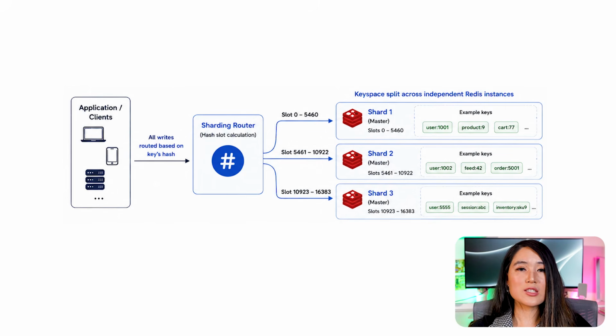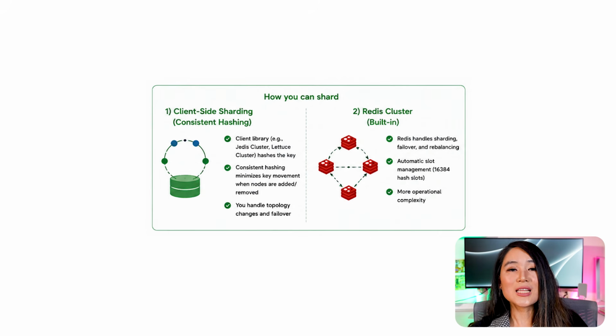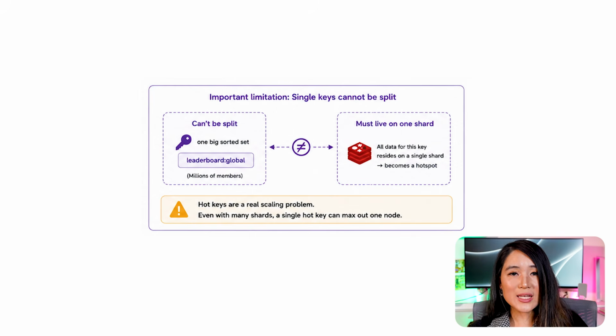If writes are the bottleneck, you shard. You split the key space across multiple independent instances, usually by hashing the key. You can do this client-side with consistent hashing, or use Redis Cluster, which handles sharding and failover for you at the cost of more operational complexity. Something worth taking note of is that a single key, like one giant sorted set, can't be split across nodes, so hot keys are a real scaling problem.